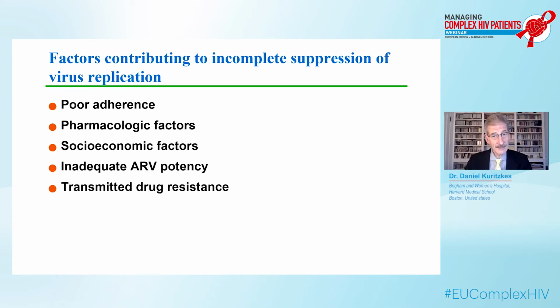And less common today, but a big problem in previous years, was that the potency of some regimens was really inadequate to achieve full suppression. And in some parts of the world and in the past here in the West, transmitted antiretroviral drug resistance was a reason that certain regimens might have been less effective than expected.